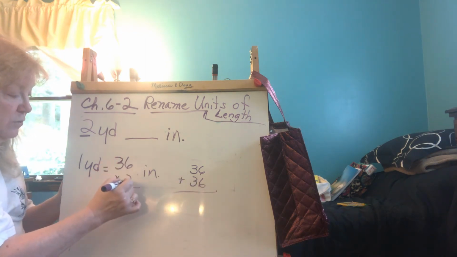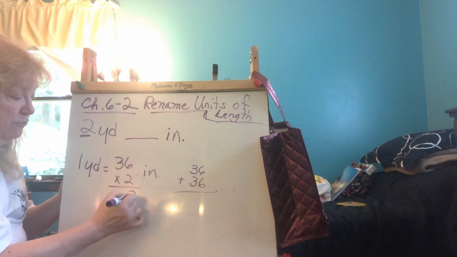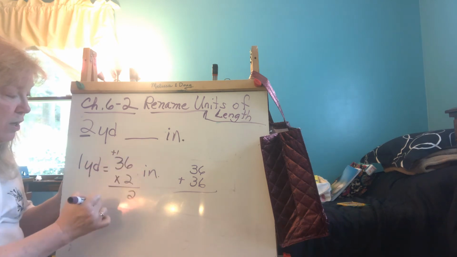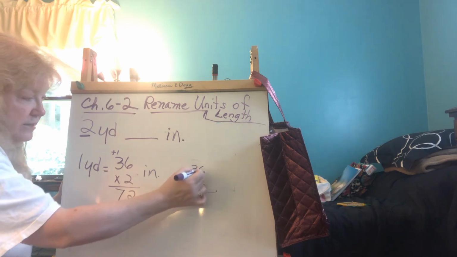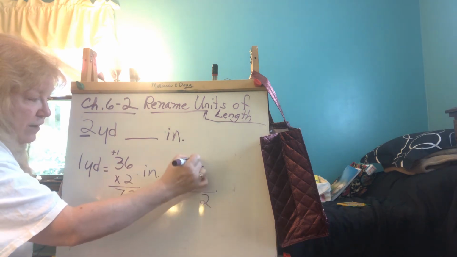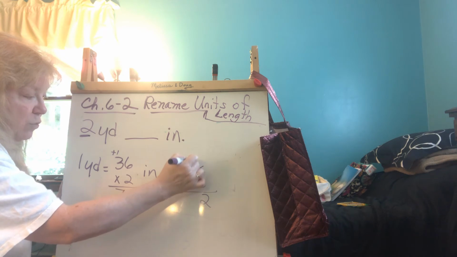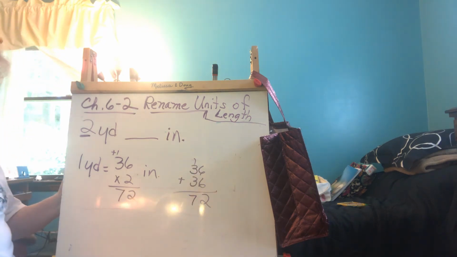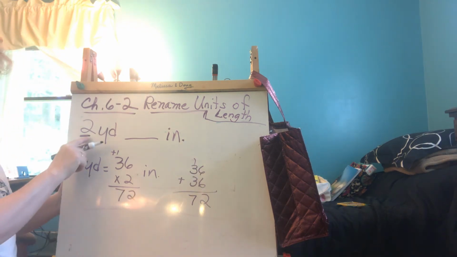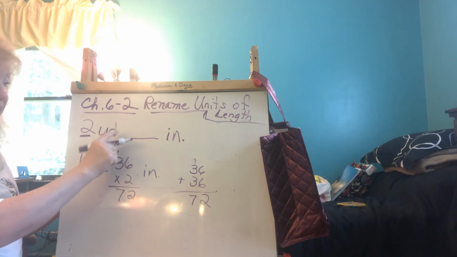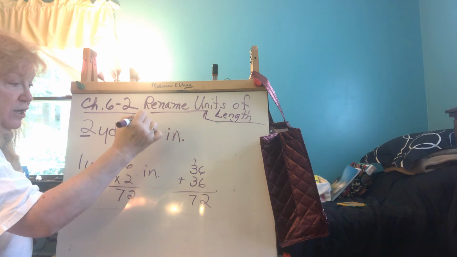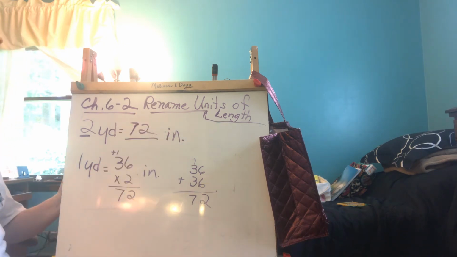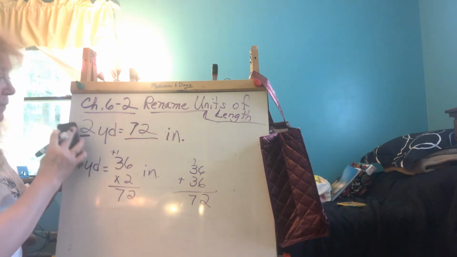36 times 2. 2 times 6 is 12. Put down the 2, regroup the 1. 2 times 3 is 6, plus 1 is 7. 6 plus 6 is 12. Carry the 1. 3, 6, 1 is 7. 72. Either way, you get the same answer. So, 2 yards equals 72 inches. Okay, let's try another one.